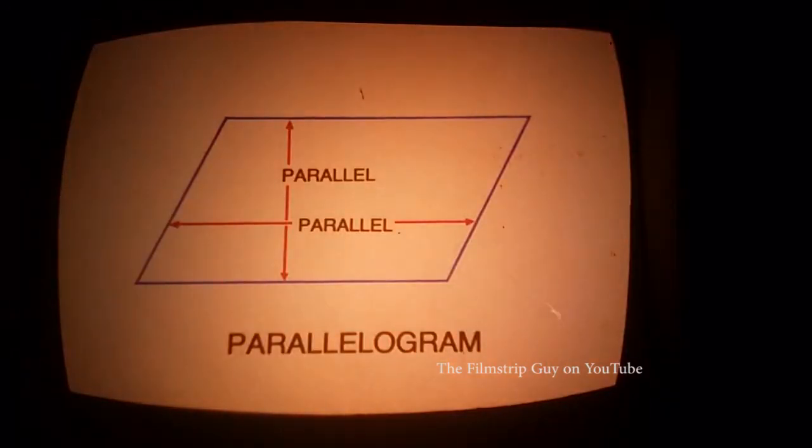A quadrilateral with only two of the sides parallel is called a trapezoid. If both pairs of sides are parallel, then it is a parallelogram.